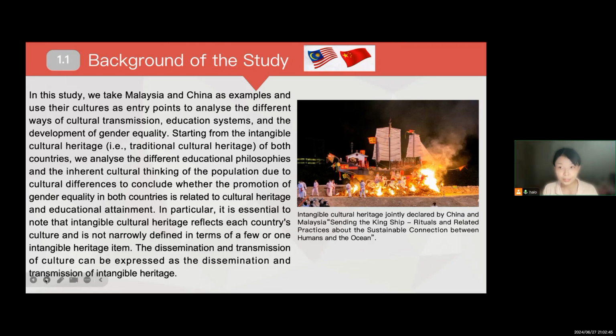So in particular, it's essential to note that intangible cultural heritage reflects each country's culture and is not narrowly defined in terms of a few or one intangible heritage item. The dissemination and transmission of culture can be expressed as a dissemination and transmission of intangible heritage. As you can see on the right of the slides, that is sending the kinship pictures.